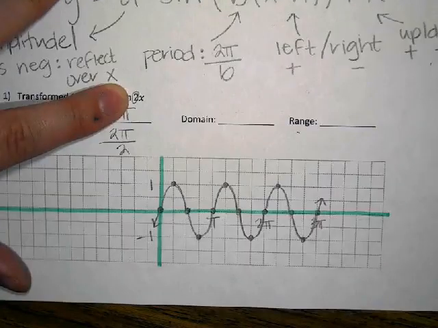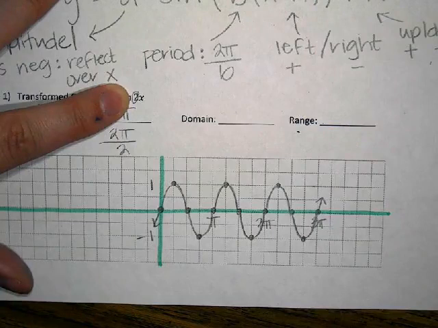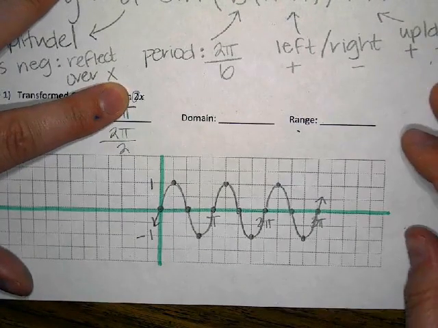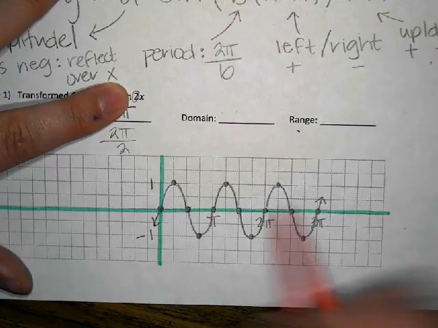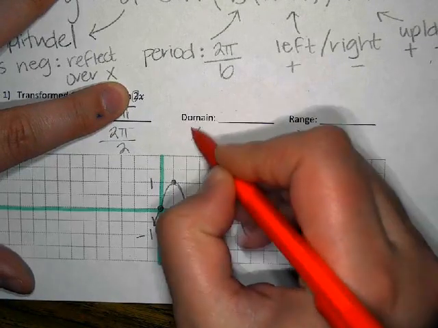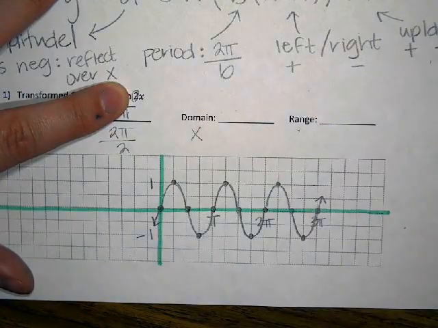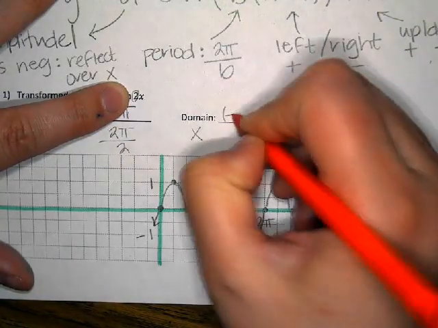Okay, so this is what we've got. Now let's do the domain. How far to the left and to the right does it go? Yeah, forever to the left, forever to the right. All right, for the range, how far up and down does it go?